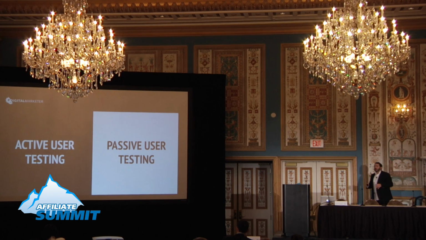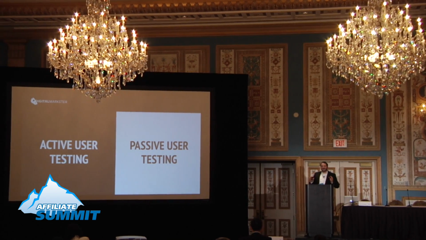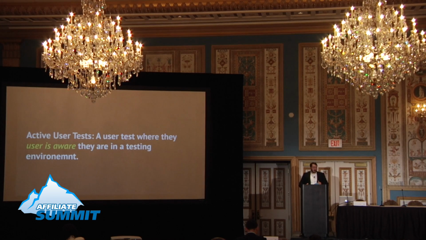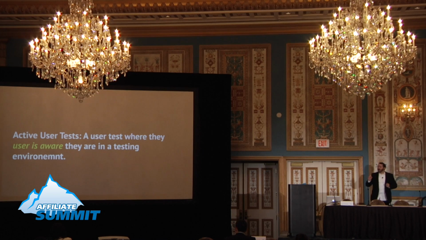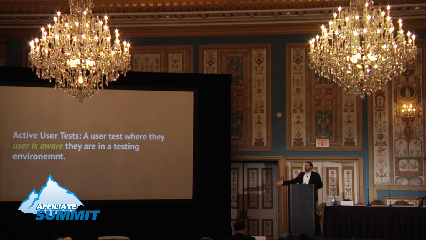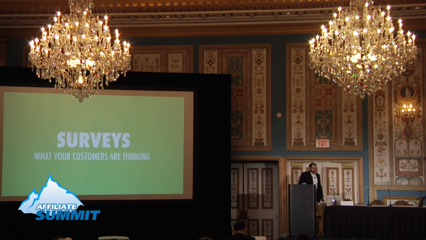So first, let me dig into a few examples of what active testing is, what you can learn from it, and where you can miss some opportunities. Active user tests are tests where the user is aware they are in a testing environment. They know it, okay? You're saying, act this way, do this, right? And a type of active user test would be a survey. You're asking them to read a question and fill in a response, and it's going to tell you what your customer's thinking, right?